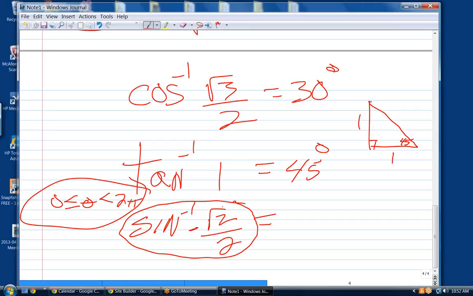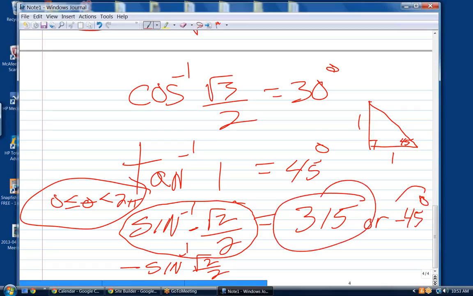Okay, so what's the fourth quadrant angle for 45 degrees? That'd be 315 degrees. Or another way to do this would be to take that negative sign and say it's the same as minus inverse sine of root 2 over 2, because it's an odd function. So, or minus 45 degrees. Either that or that is correct. Although if it's a multiple choice test, I'm guessing this is what you'd be looking at, the minus 45.